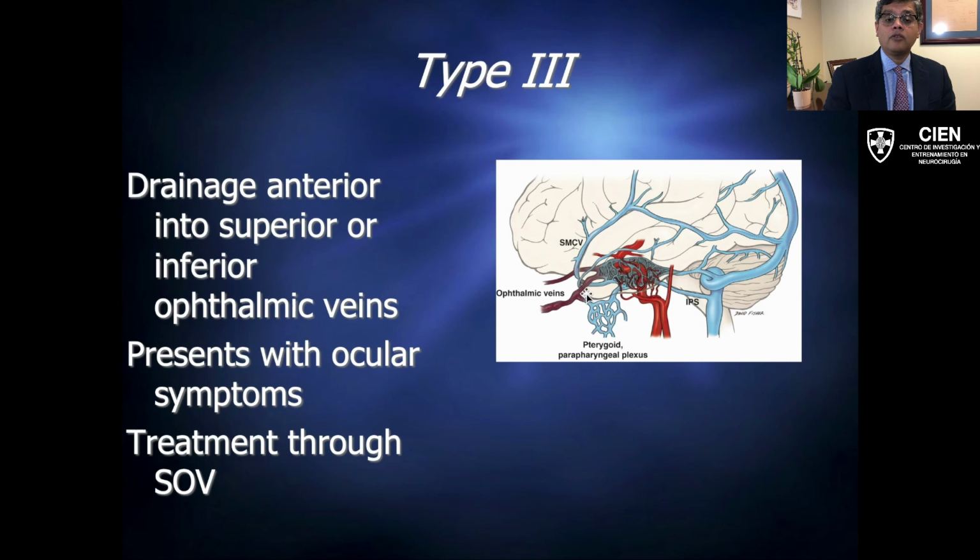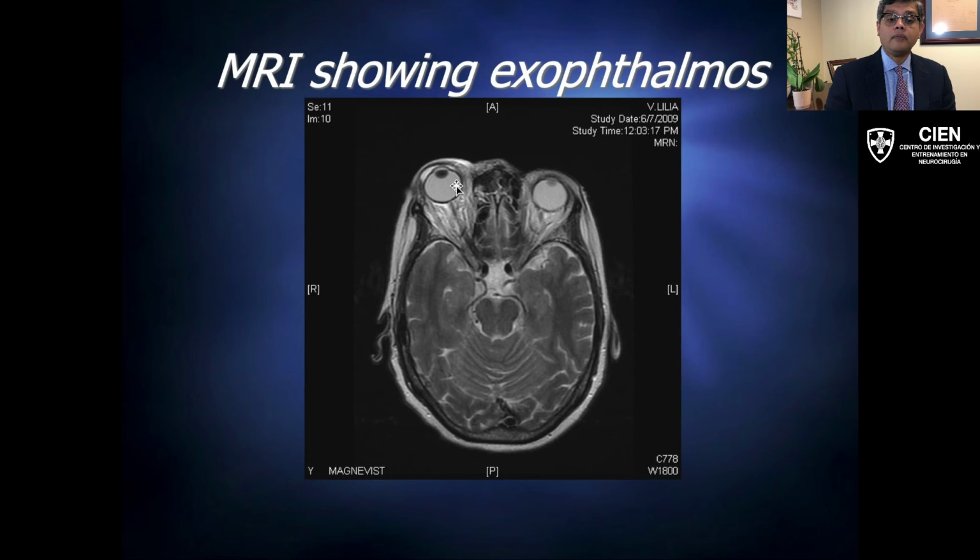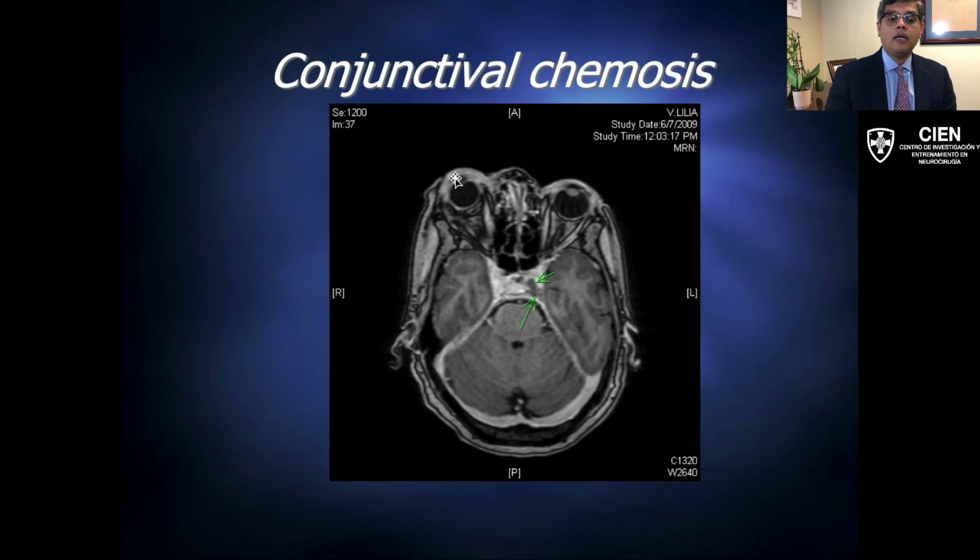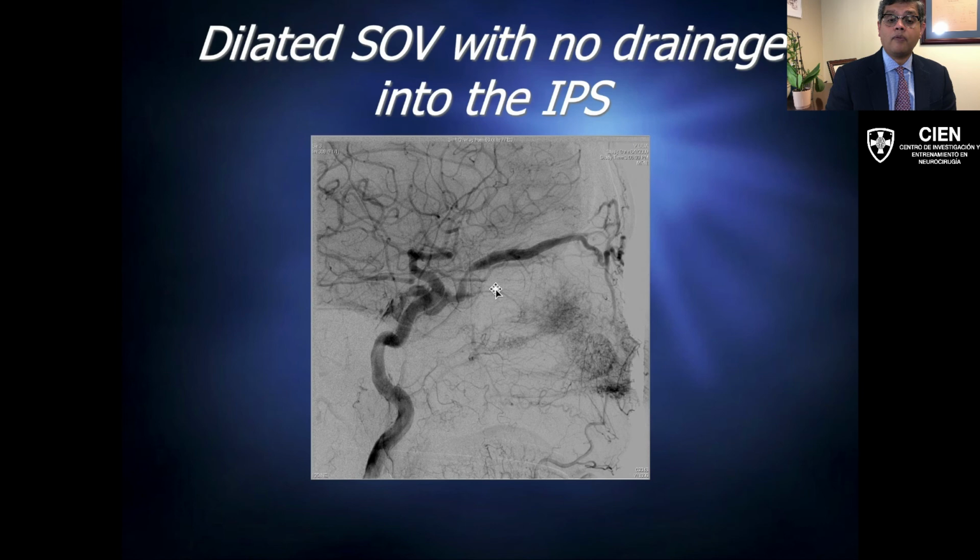I just want to show you an example. This is a patient who had a type 3, and you can see how there is exophthalmos on the right side. And you can see that there is conjunctival chemosis. Look at the enhancement right here. And this is an image of the superior ophthalmic vein massively dilated. And you can see how it's draining into the facial vein.